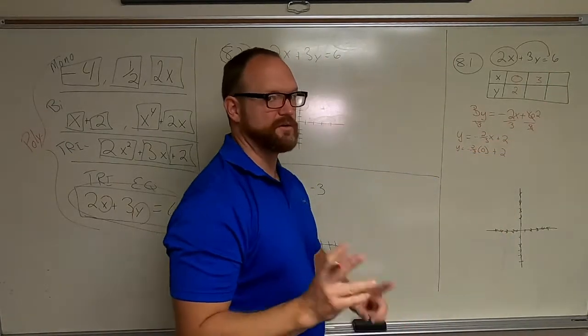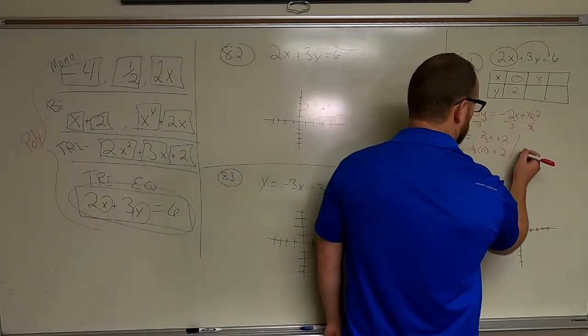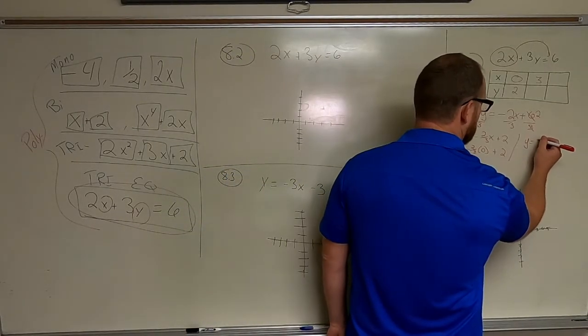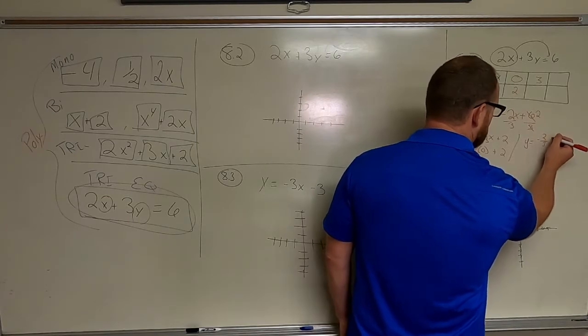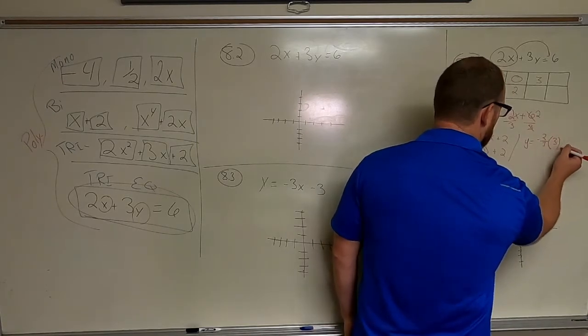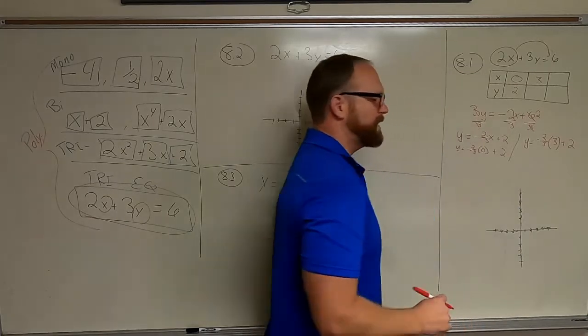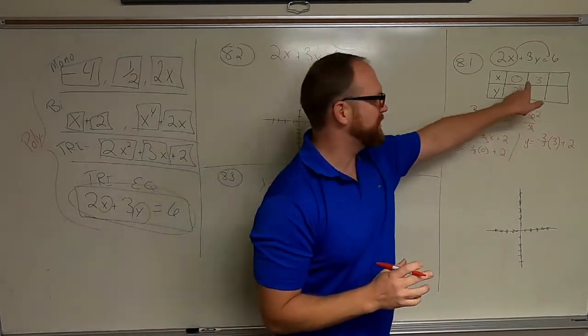You say, why would you do that? You'll see here in just a second. I'm going to say y equals negative 2/3 times 3 plus 2. Now here's why I like to make that a 3.